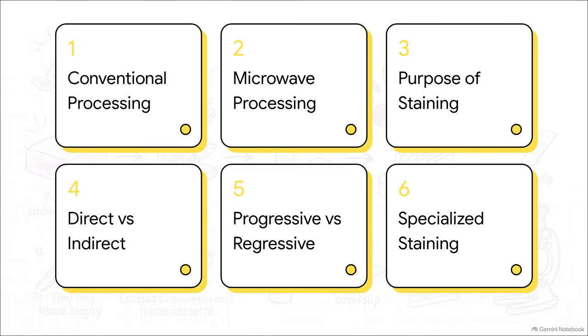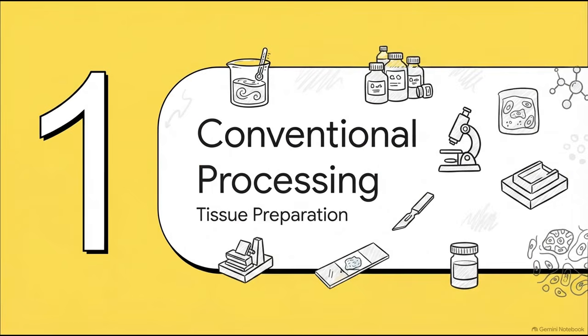Our agenda today covers 6 main steps. We'll start with conventional tissue processing, look at rapid microwave processing, the purpose of staining, direct versus indirect staining, progressive versus regressive staining, and finally wrap up with specialized staining. Okay, Section 1, conventional tissue processing.